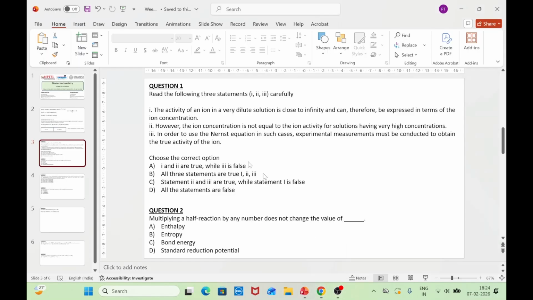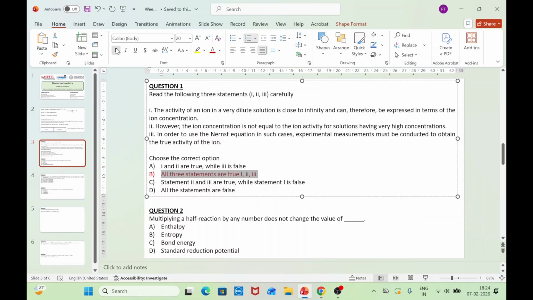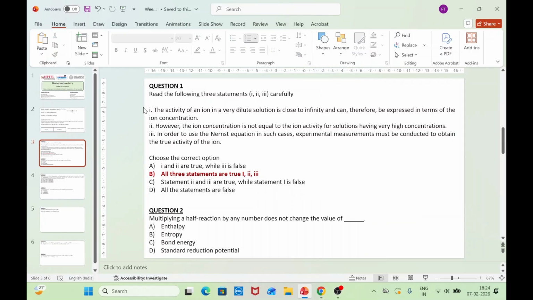So, what will be the answer for the first question? It's going to be all of the statements are true, right? Because when you go for a very dilute solution, the activity coefficient is going to be close to infinity, and therefore you can express the activity coefficient as ion concentrations.